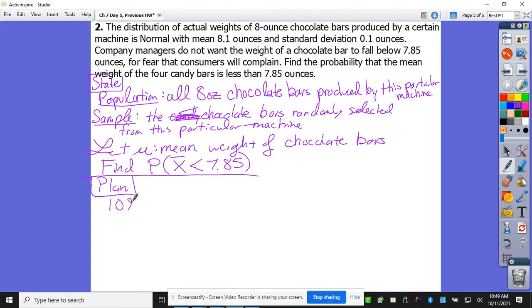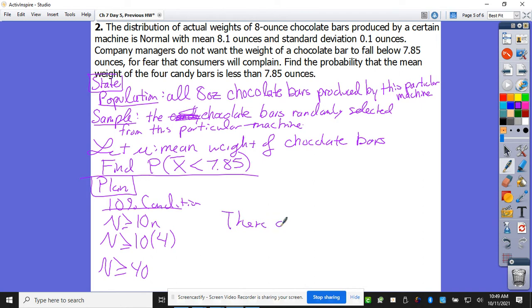So plan, we're doing the 10% condition. Capital N is greater than or equal to 10 little n. What is our lowercase n in this case? So capital N has to be greater than or equal to what? We would say there are at least 40 what? And based off the way I wrote it, I would want to see chocolate bars produced by this machine.